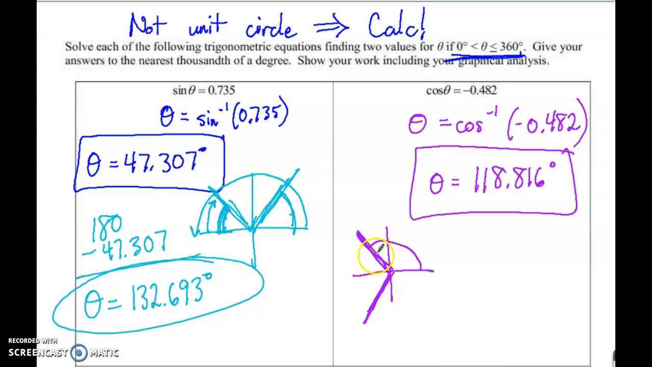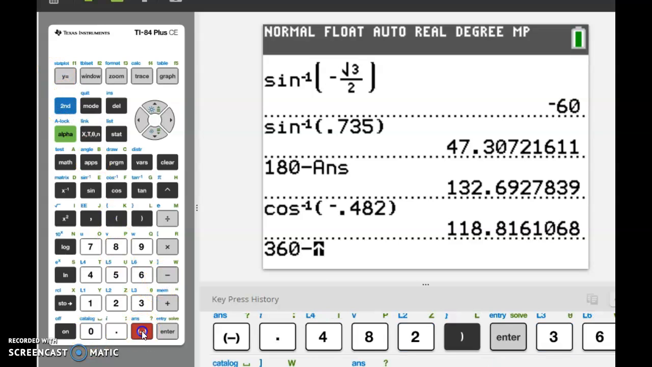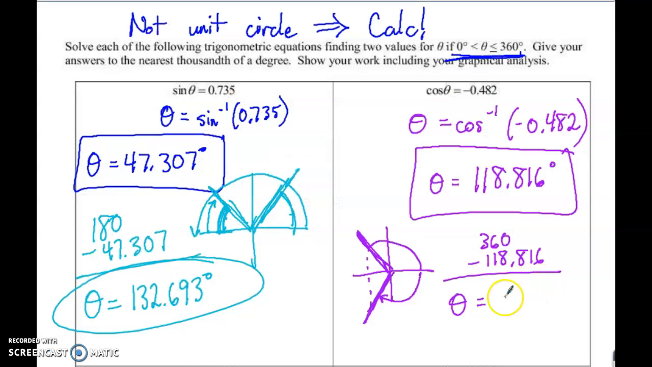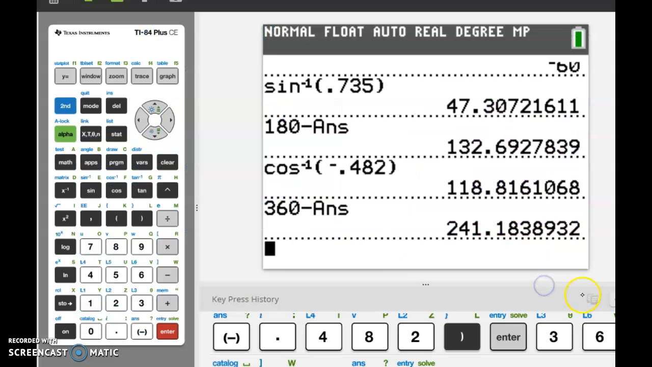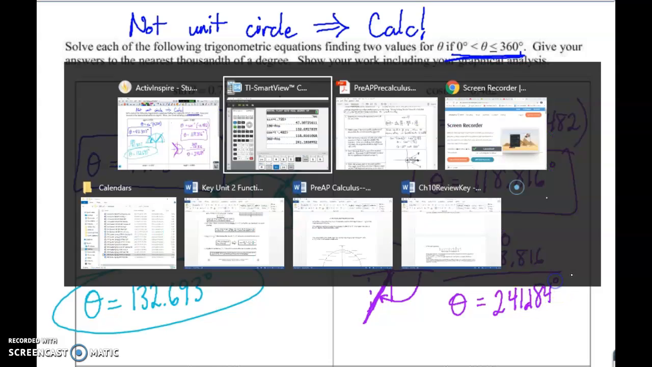But my brain works a little bit differently. I know that these need to match up this way, so I would just go clockwise and do 360 minus that angle. It's just how my brain works. You don't have to do it my way, but my way does work. So I would just do 360 minus that answer and get 241.184. Remember, 3 decimals.